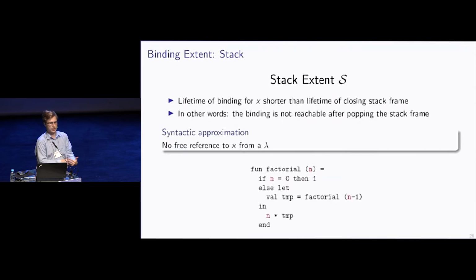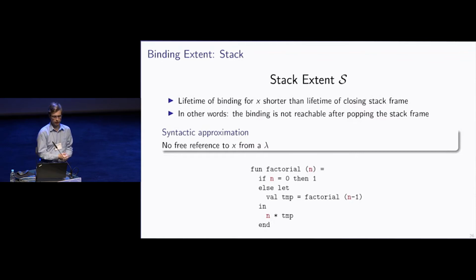Our second extent is stack extent, and this describes a lifetime where the binding's lifetime is shorter than the lifetime of the stack frame that closes over it. In other words, that binding should not be referenceable after we pop the stack frame. A good syntactic approximation, which is used by compilers to date, is that if a variable X does not have a free reference to it in any lambda, then you can implement that on the stack.